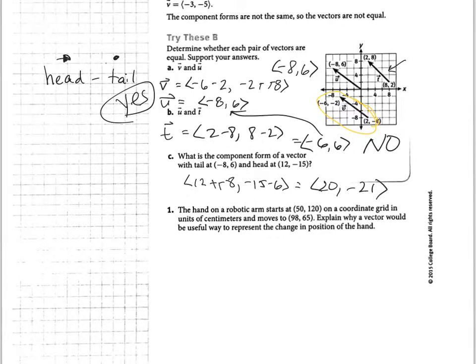Now, I failed to mention at the very beginning of the whole thing, they talked about a robotic arm and how a robotic arm kind of represents vectors. Since vectors aren't anything that are real, they're going to use the robotic arm to represent the different things that the vectors can do. And so here, they give us some numbers, and we'll deal with the numbers here in a minute. Explain why a vector would be useful to represent the change of the position of the hand of the robot.